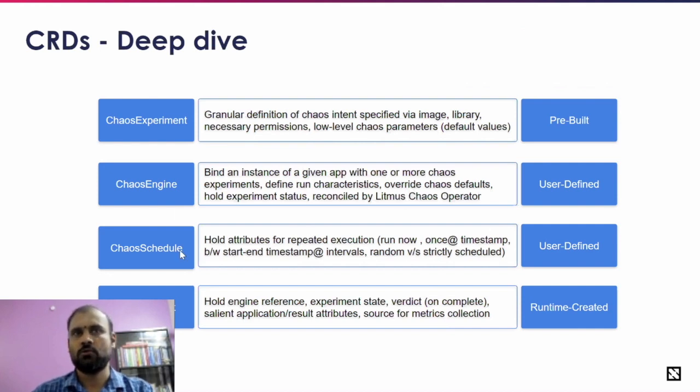The next one is the chaos schedule, which we did not look at in this demo, but it is going to help you schedule your chaos in a repeated fashion. There are a lot of different repeatability modes supported in the chaos schedule CR, such as you run it once, you run it across a range between a start and end timestamp with some intervals or instance counts. You can do the chaos randomly, or you can strictly schedule it. These are all possible with chaos schedule. And then the result, which is going to hold the experiment state, the verdict, and it also happens to be the source for the creation of the metrics when the monitor is installed.